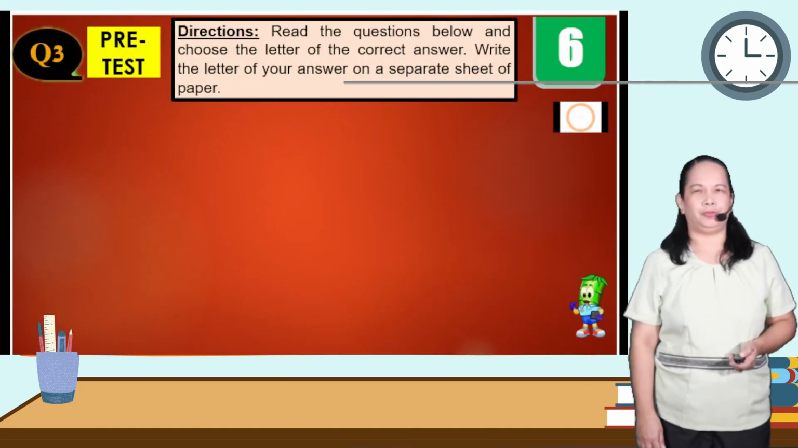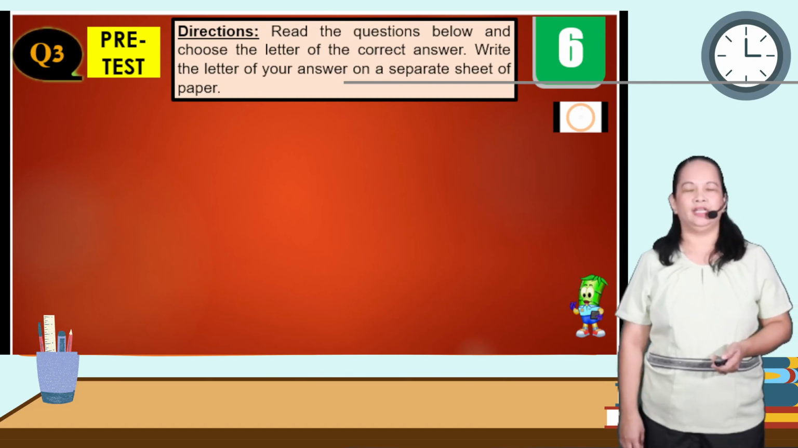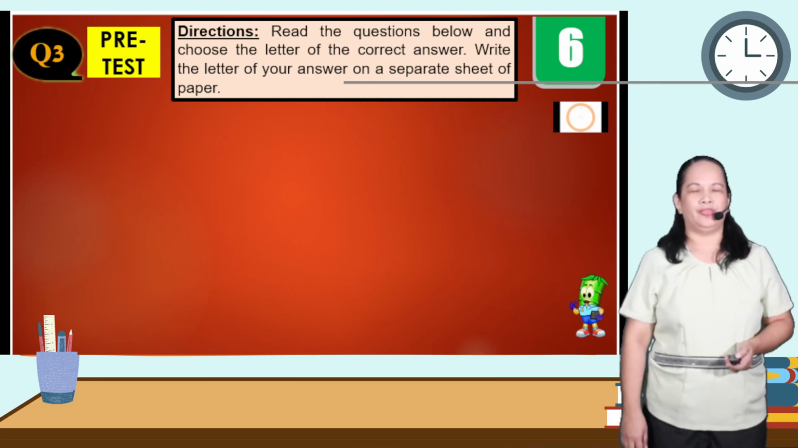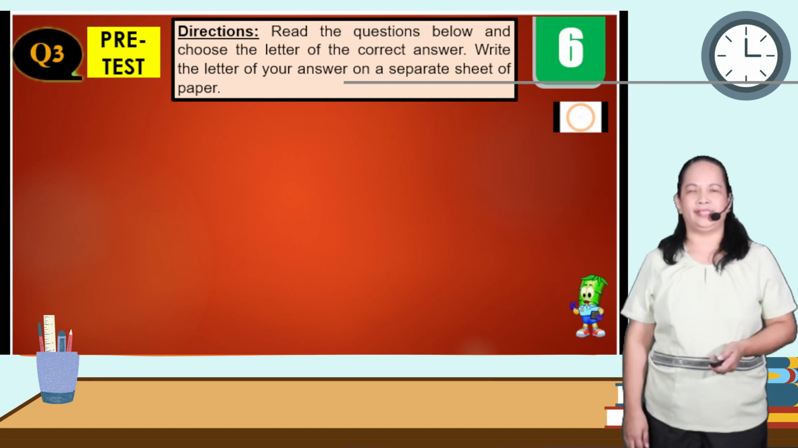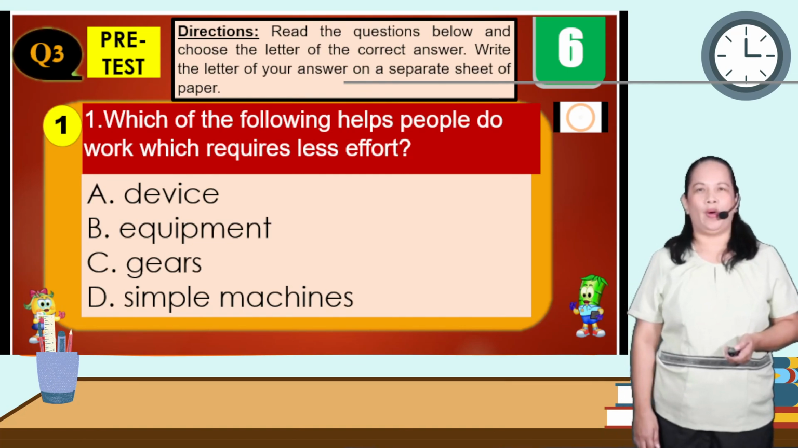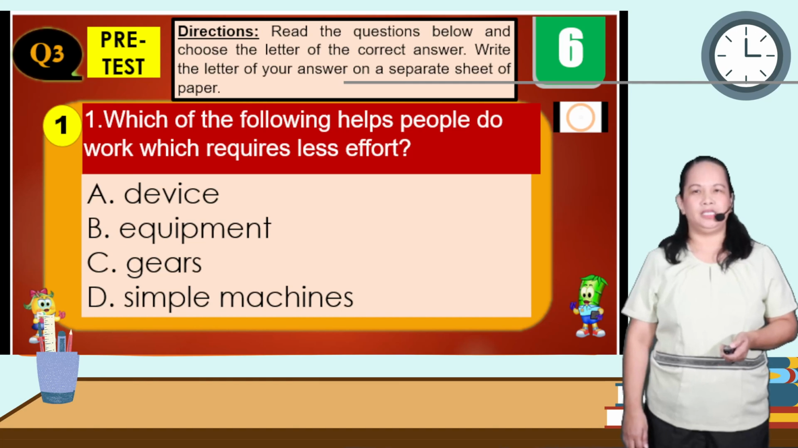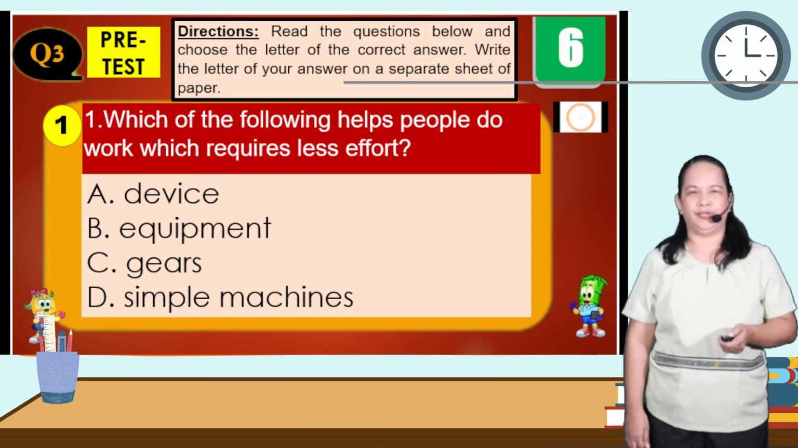Okay, so let's have a pretest first. Now, this pretest is intended to check what you already know on today's lesson. So I will read the questions below, then you're going to choose the letter of the correct answer. I will give you 5 seconds to answer. You can chat your answer in the comment section. Question number 1. Which of the following helps people do work which requires less effort? A, device. B, equipment. C, gears. D, simple machines. Your answers for this activity will be checked after our discussion. Timer starts now.